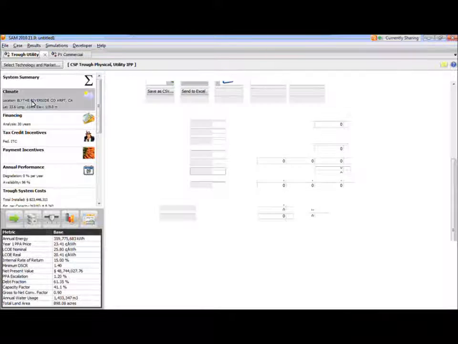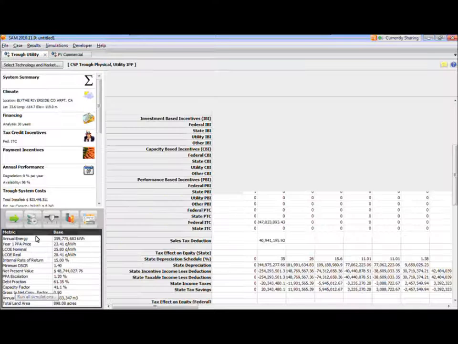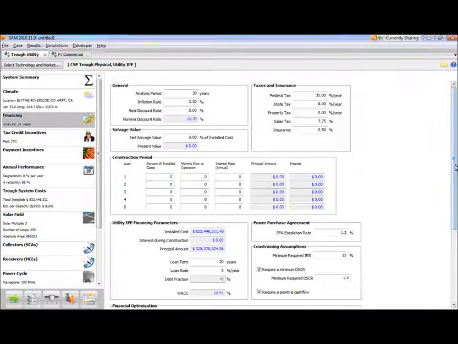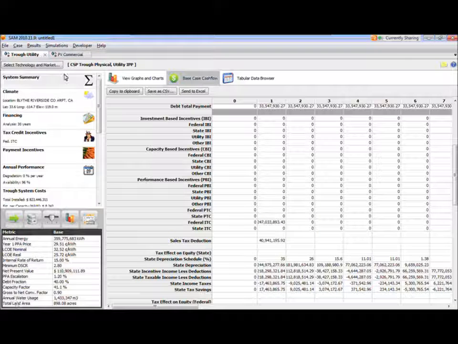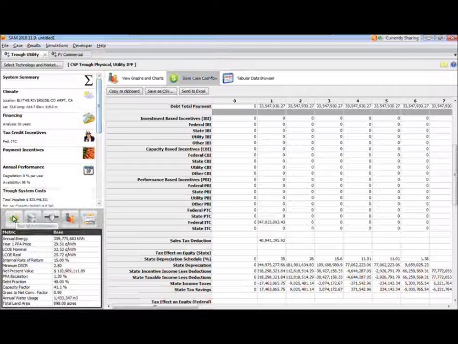Okay, so here I just created a Trough case, and I ran it just with the default assumptions. So the default location is Blythe, California, and I didn't change any of the other assumptions. And I can see that this project requires a PPA price of 29.5 cents per kilowatt hour.